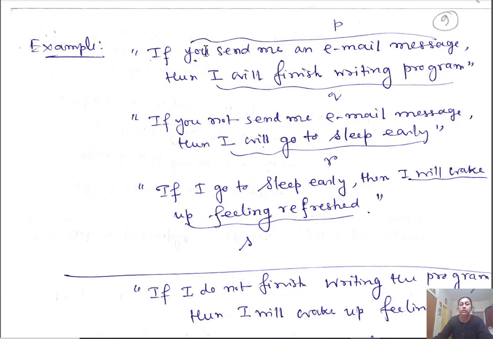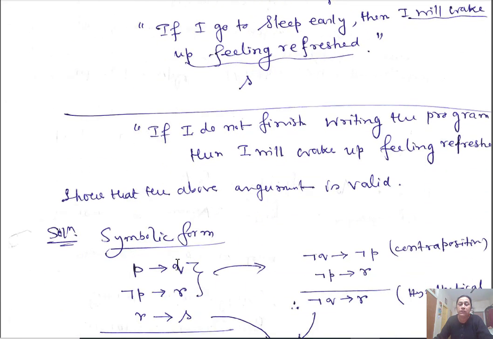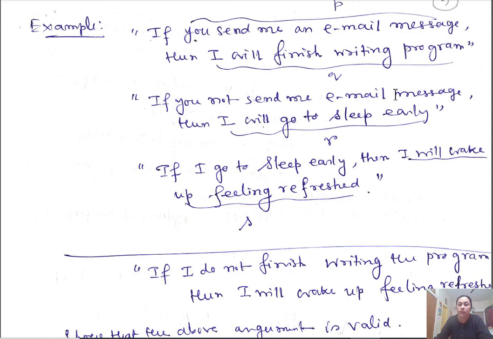Suppose this is the proposition P, that you send me an email message, and Q is the proposition I will finish writing the program. I will go to sleep early, this is your proposition R, and I will wake up feeling refreshed, this is S. Okay, so the first one says P implies Q. The second one says not send email, that means negation of P implies R.